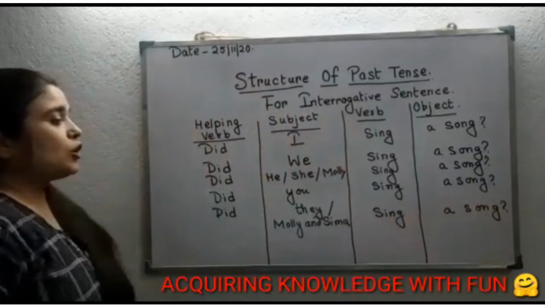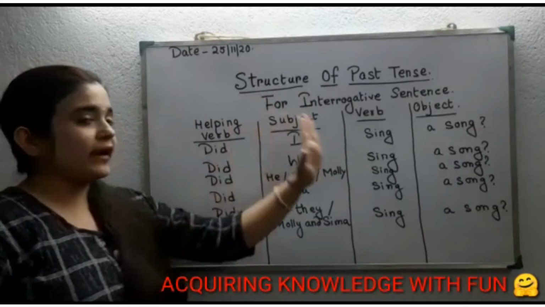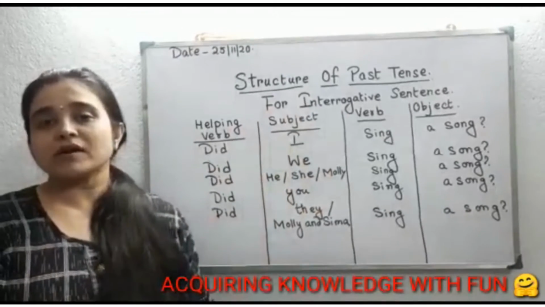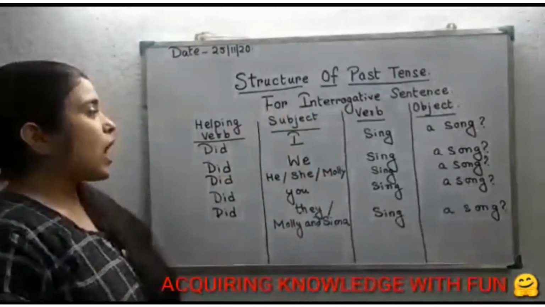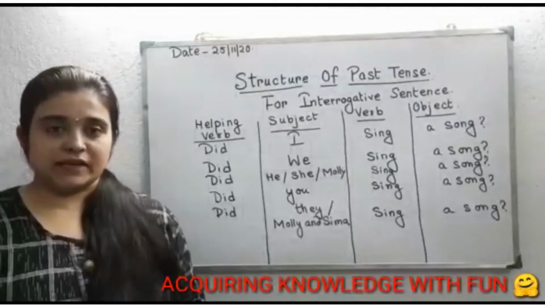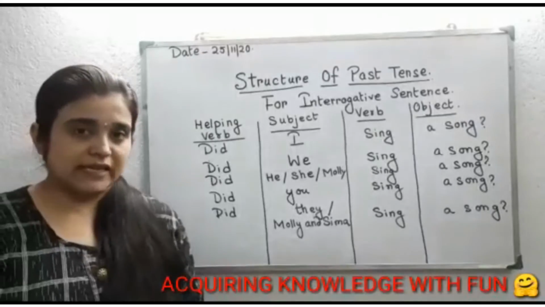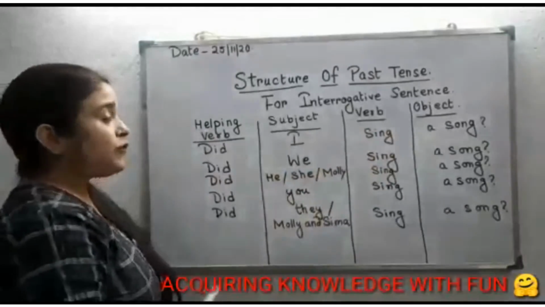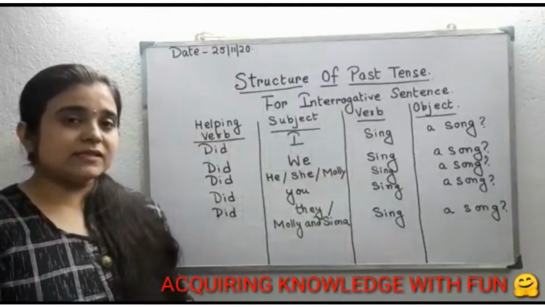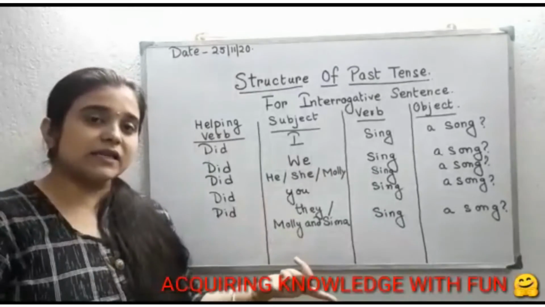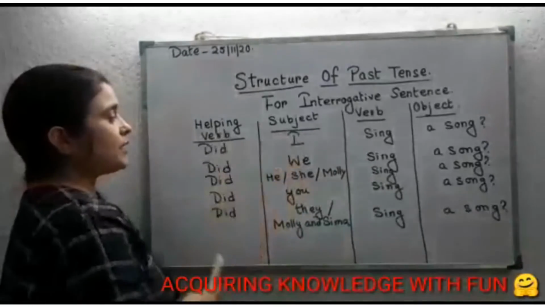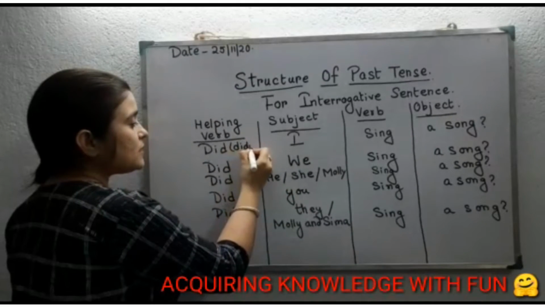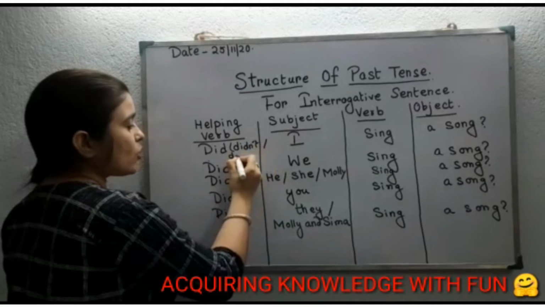Understood? So this one is for interrogative, how to frame interrogative sentence in past tense. Now, how will you frame negative sentence in past tense? See, did I sing a song? If you want to frame a negative sentence in past tense, what will you say? I did not. At that time you will use didn't or did not.